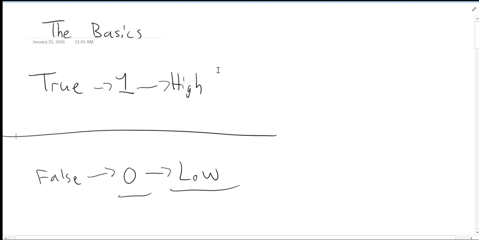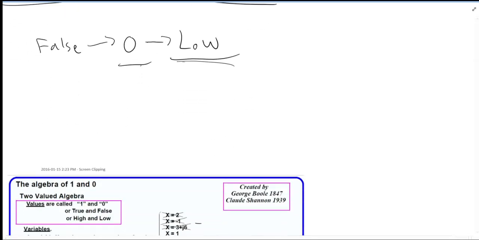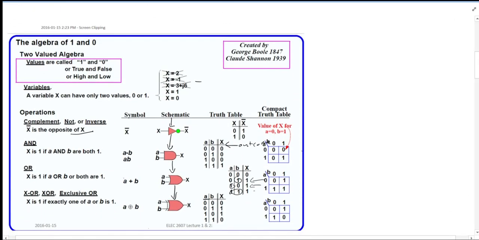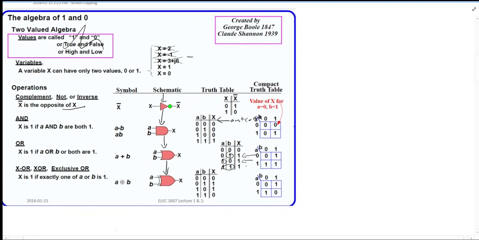The very first two things you have to know is true is also dictated by 1 or high, and false is dictated by 0 or low. And that can be seen over here. So the very first logical operation you can do is NOT. All this states is that A is equal to 1, NOT A is equal to 0.